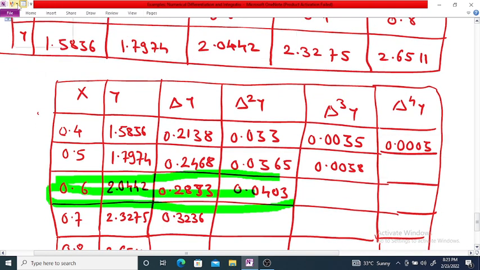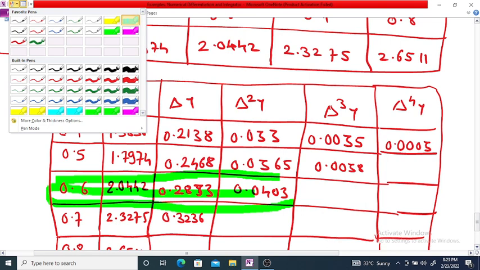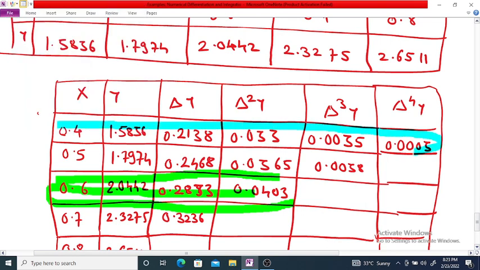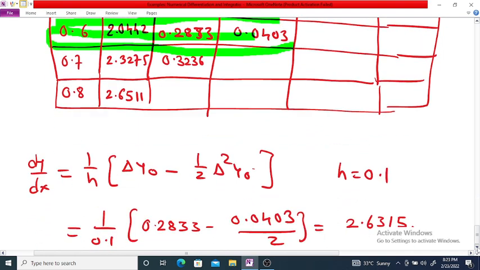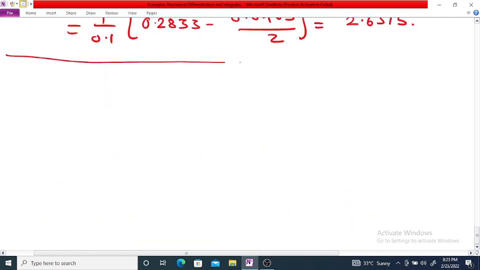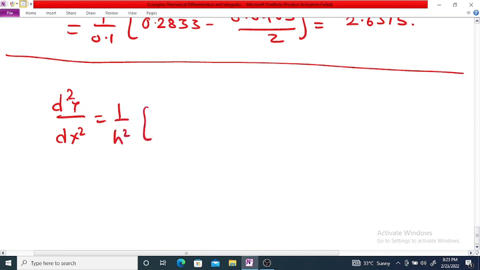Now next we want to determine d square y by dx square at x is equal to 0.4. For 0.4 we are going to use these values, the values at 0.4, and we want to write the formula up to delta 4 y0, so again h remains the same, h is 0.1. The formula for d square y by dx square is equal to 1 by h square times delta square y0 minus delta cube y0 plus 11 by 12 delta 4 y0.